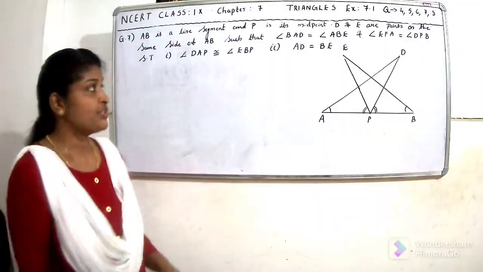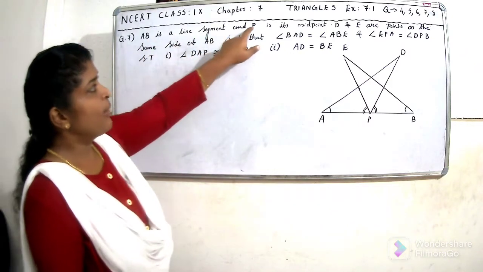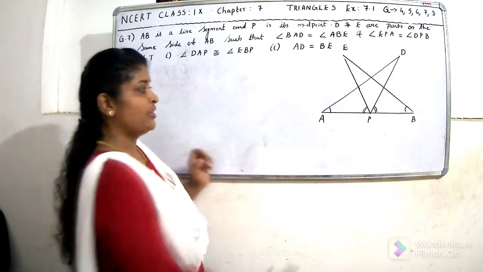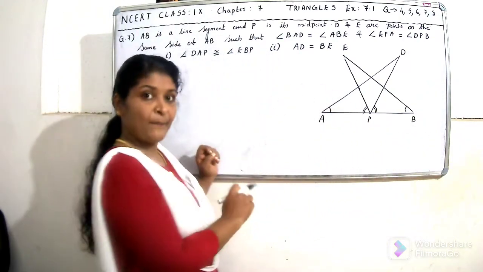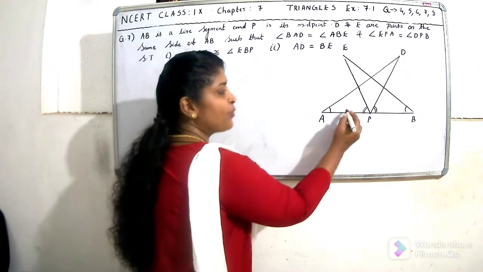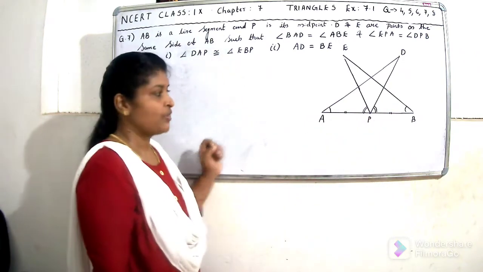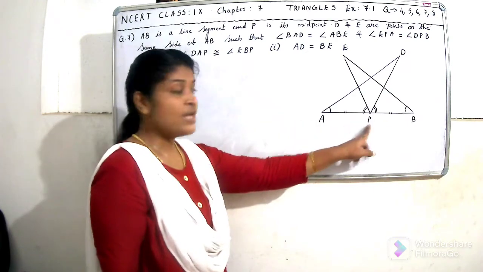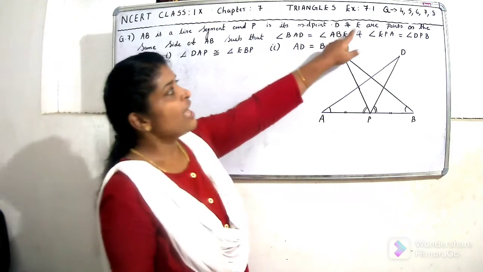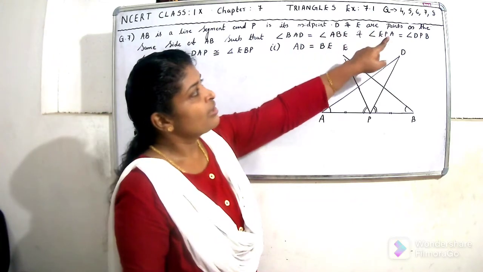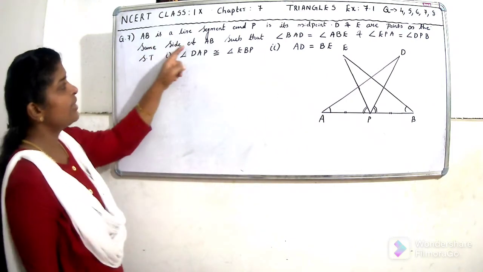Okay. Question. AB is a line segment and P is its midpoint. If P is the midpoint, it means these two sides are equal. If P is the midpoint of AB, then these two sides are equal. Now D and E are points on the same side of AB.